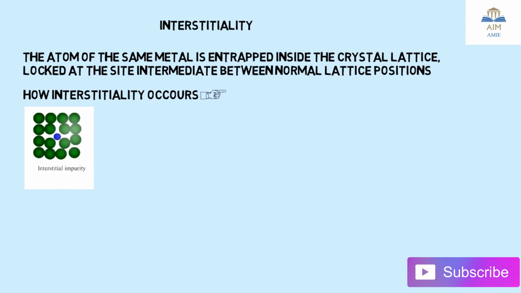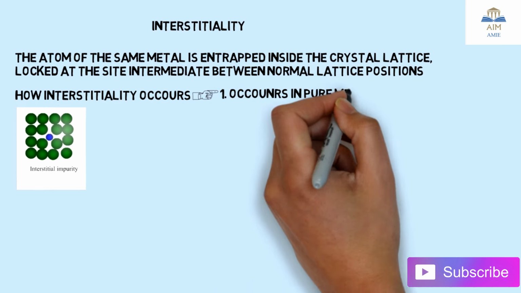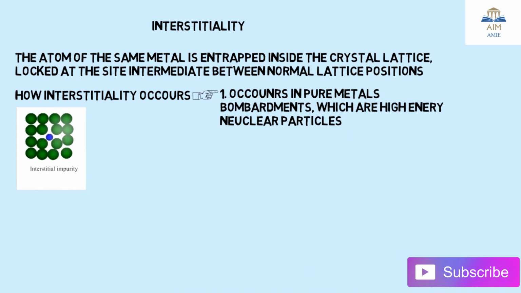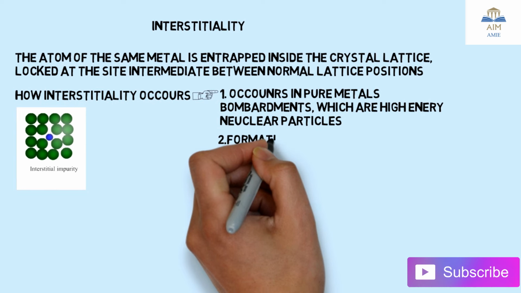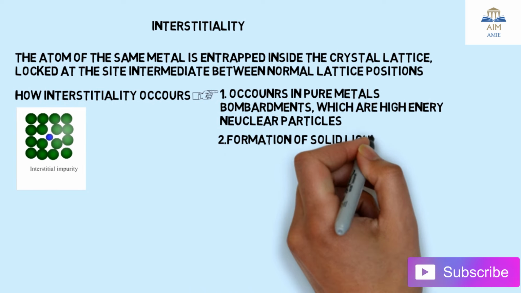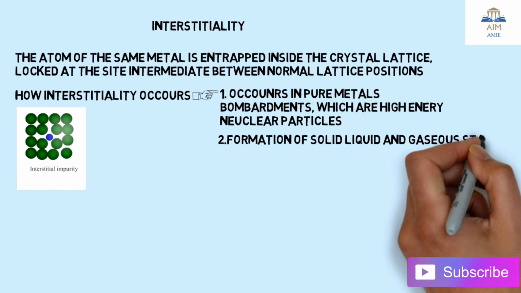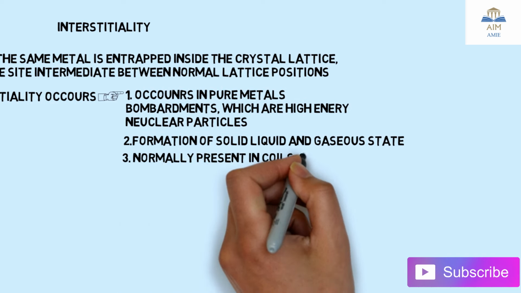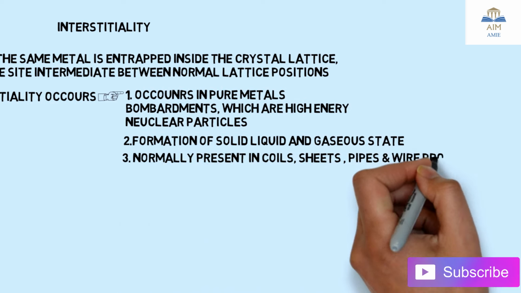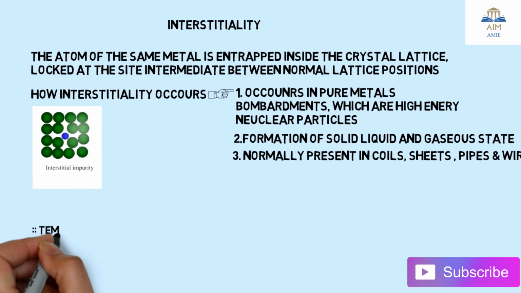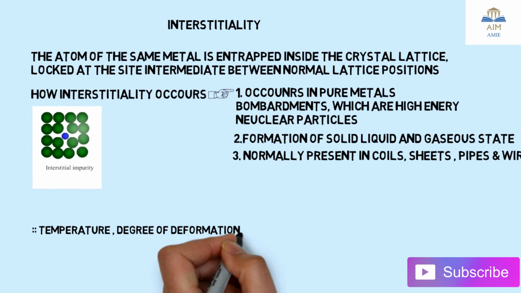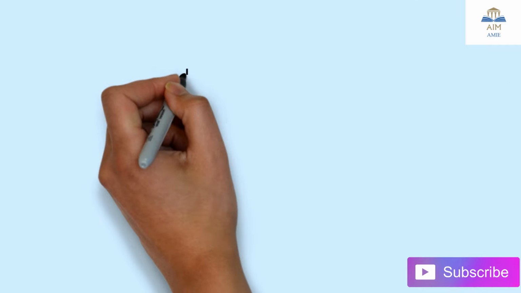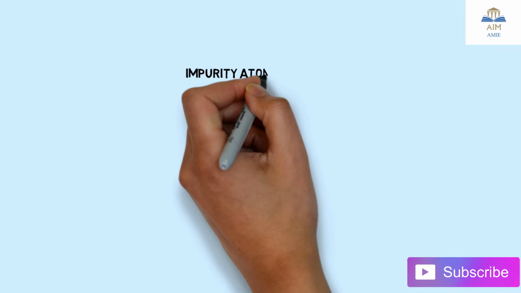The first one, it occurs in the pure metals by the bombardment with high energy nuclear particles. The second one is the formation of solid, liquid, and gaseous state. The third one is normally present in coils, sheets, pipe and wire products. So over here guys, please write down the note: temperature, degree of deformation, radiation damage, which affect both vacancy and interstitiality.